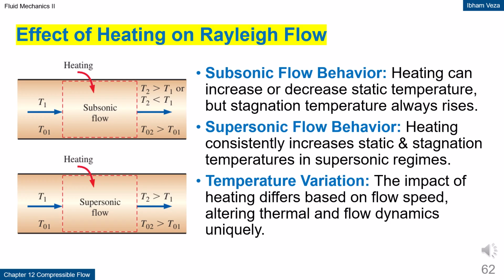Effect of heating on Rayleigh flow. For subsonic flow, heating can either increase or decrease the static temperature depending on the initial Mach number. However, the stagnation temperature always increases when heat is added. For supersonic flow, heating always increases both static and stagnation temperatures. This shows that the flow response depends on the speed regime. The Mach number becomes the key parameter in determining the direction of change.